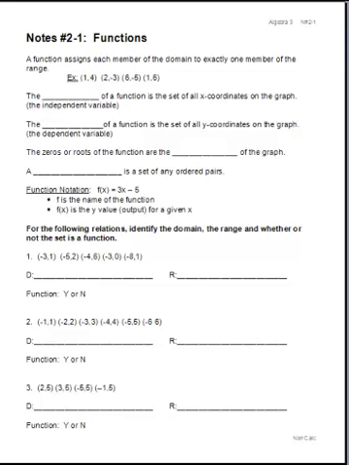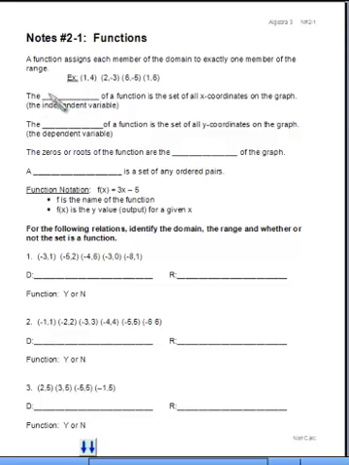And so we're going to go here and fill in some of these vocab terms. The domain of a function is the set of all x coordinates on the graph. It's the independent variable. So independent is the x variable, and it's the input.